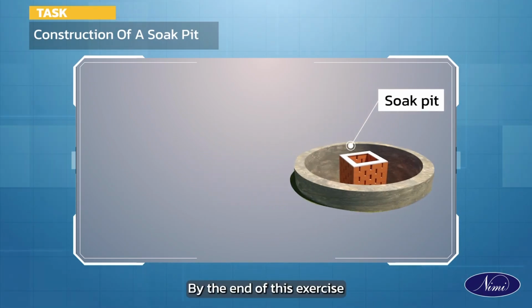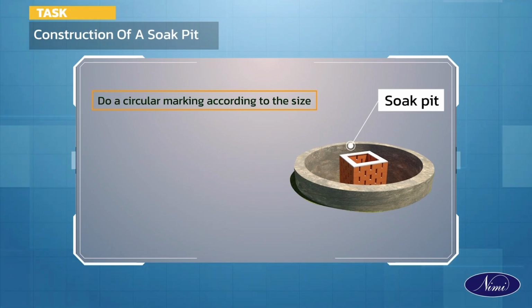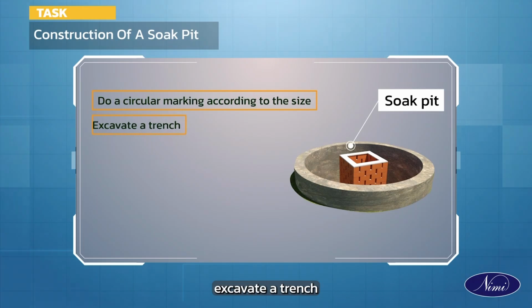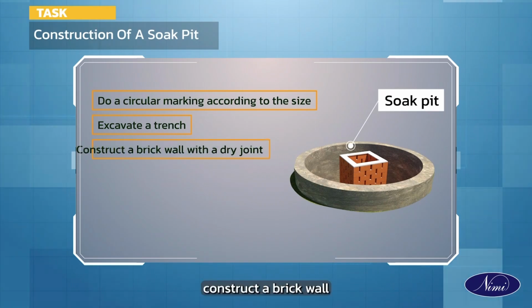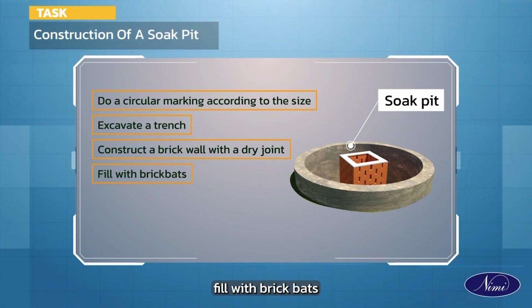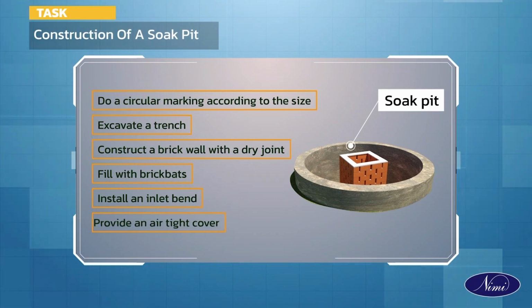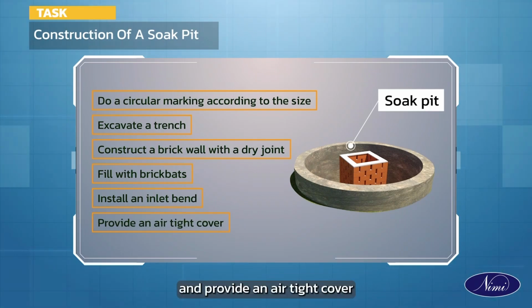By the end of this exercise, you will be able to do a circular marking according to the size, excavate a trench, construct a brick wall with a dry joint, fill with brick bats, install an inlet bend and provide an airtight cover.